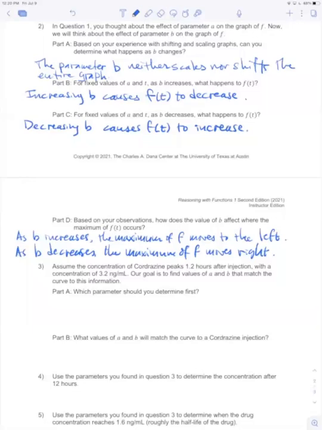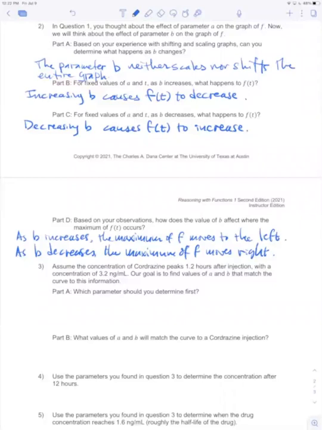Number 3, assume the concentration of cordrazine peaks 1.2 hours after injection with a concentration of 3.2 nanograms per milliliter. Our goal is to find values of A and B that match the curve to this information. Part A, which parameter should you determine first? Okay, so let's work with B first. So let's determine the value of B.